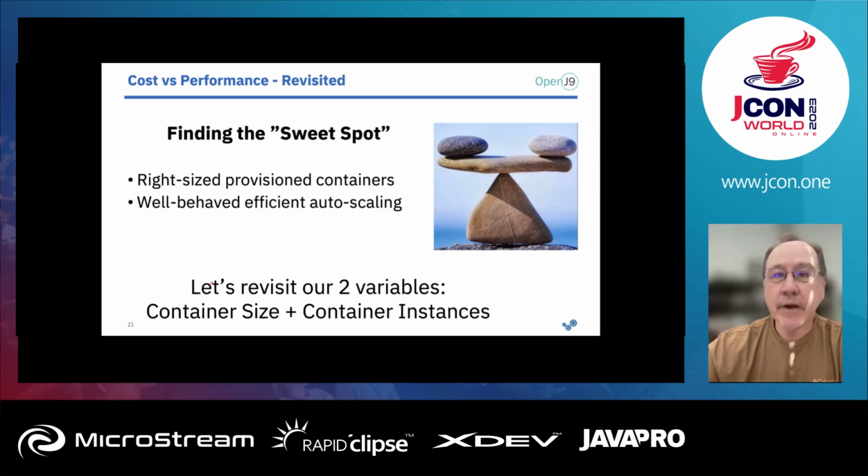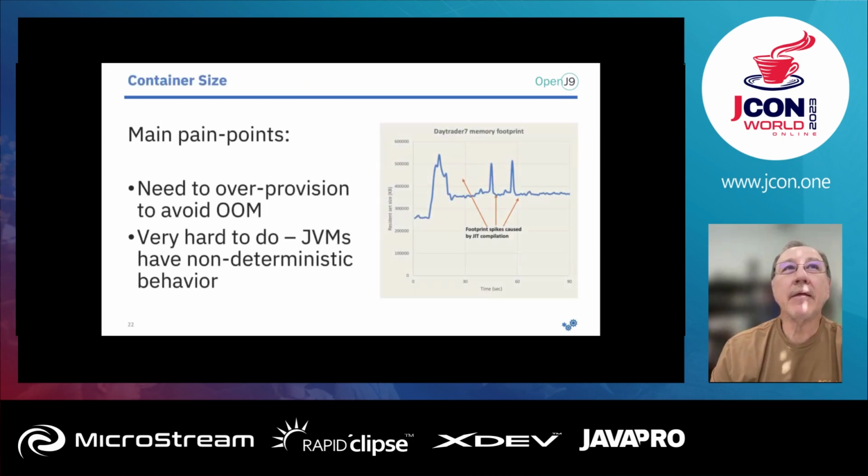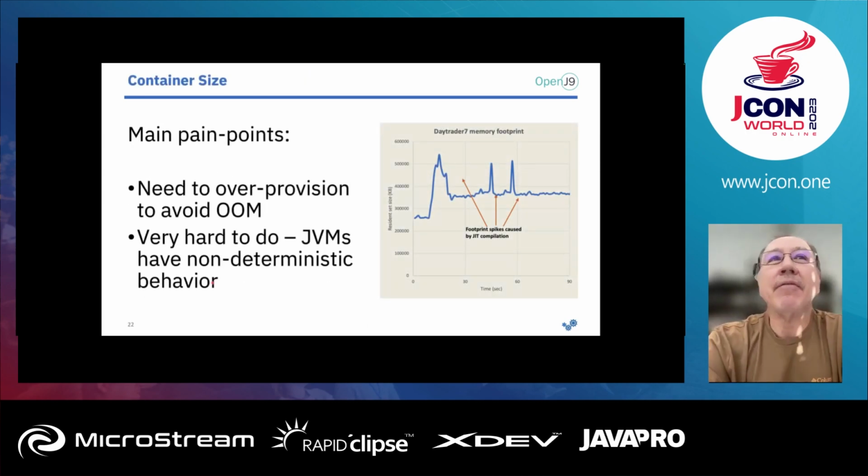So let's revisit our two variables. The pain points with container size: how do we provision our containers when we have activity like this with the CPU and the memory? Basically, we're going to have to over provision to avoid out-of-memory issues going forward. It'd be nice to set our container at the steady state, but we need to be able to handle these spikes. Again, this is very hard to get just right because the JVM is non-deterministic. You can run the same application or the same container multiple times and you'll get different spike levels at different times.